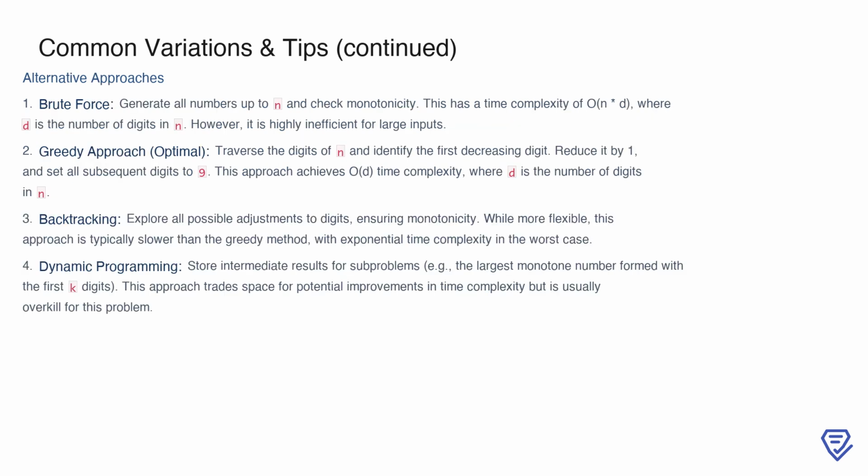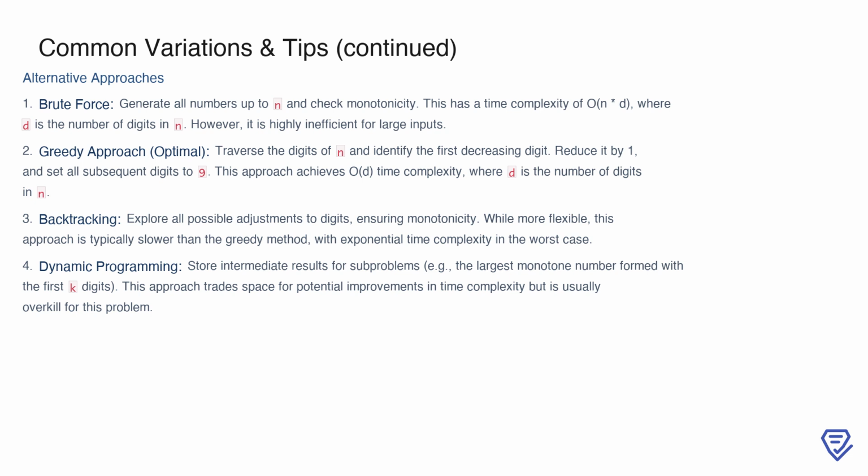There are several approaches you can take to solve monotone increasing digits, each with its own trade-offs. The brute force method involves generating all numbers up to n and checking each one for monotonicity. While this approach is straightforward, its time complexity is O(n*d), where d is the number of digits in n, making it highly inefficient for large inputs.